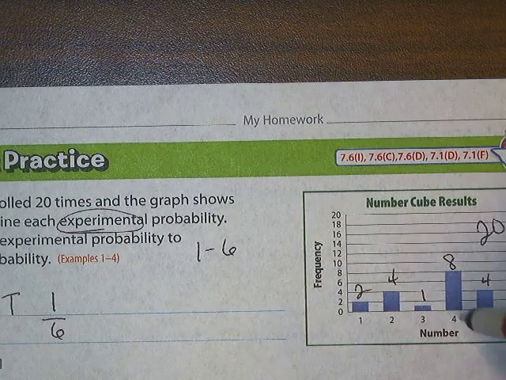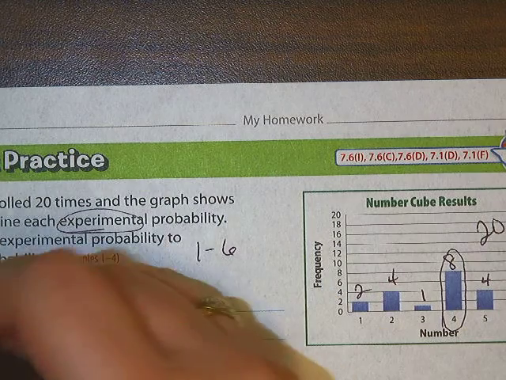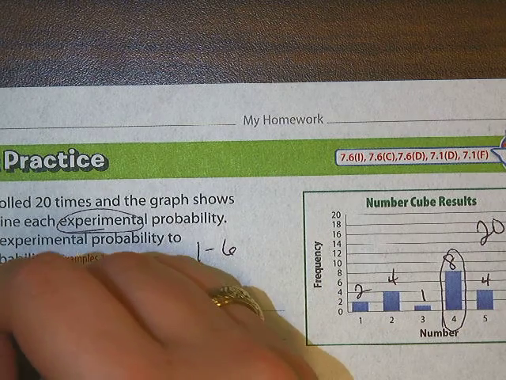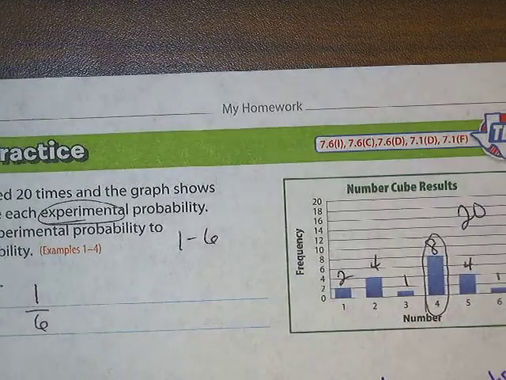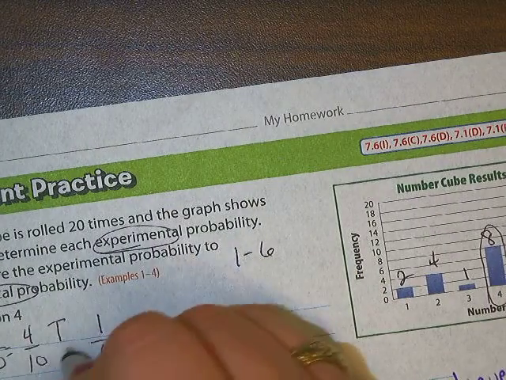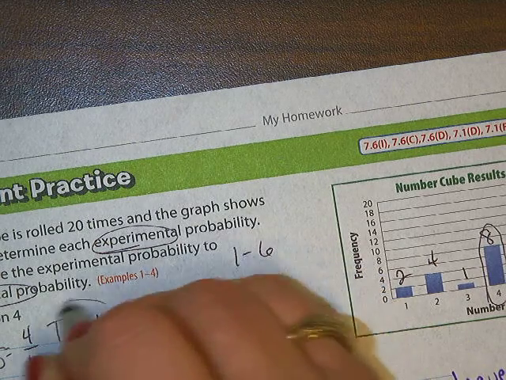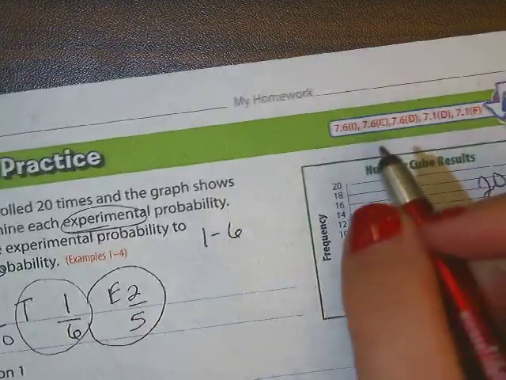And then I'm looking for 4. So when I did the data, I actually landed on a 4 8 times. And I know that this can simplify to 4/10. So that goes again, to 2/5. So the experimental is actually going to be 2/5. So there's my theoretical, there's my experimental.